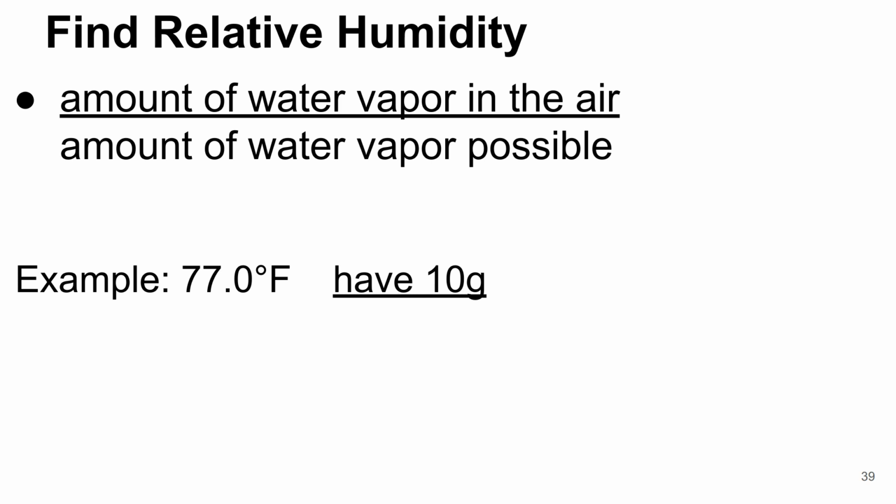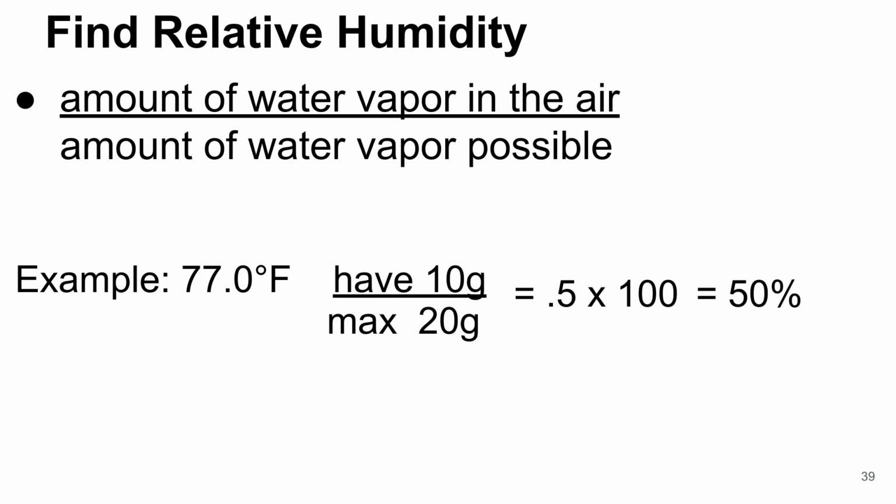To find the relative humidity, which is the amount of water vapor present compared to the amount of water vapor possible, here's the example, the way I'll set up the problem. I'll say it's 77 degrees. We've got 10 grams of water vapor. That is the specific humidity. We look it up on the chart. At 77 degrees, the maximum is 20 grams of water vapor. 10 over 20 is 0.5. Multiply that by 100 because we express relative humidity as a percent.